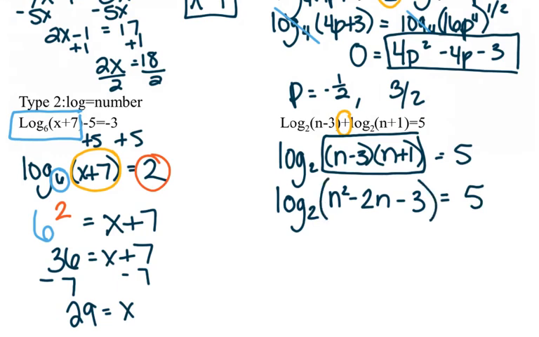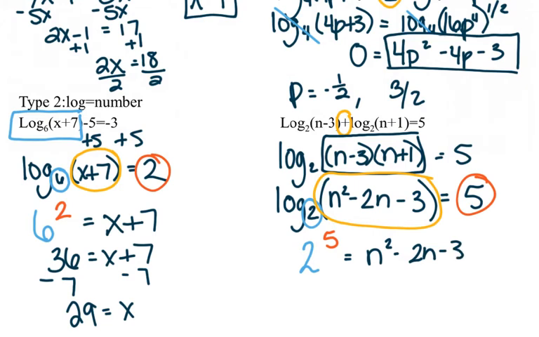If you don't know how to FOIL or distribute, then you need to send me a message and come work with me one-on-one. Alright, so this is in log form. Here's my base. Here's what I'm taking the log of. And here's my answer. So now I'm going to convert it into exponential form. So the base of the log is 2. My exponent is now going to be 5. And it's going to equal n squared minus 2n minus 3.